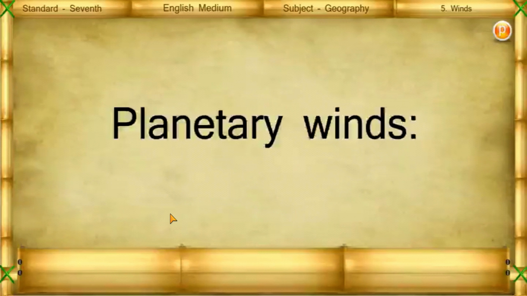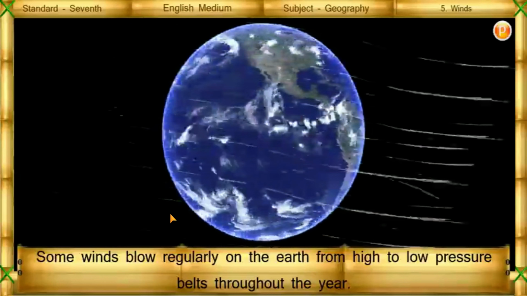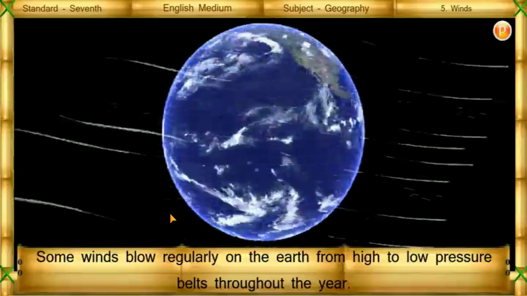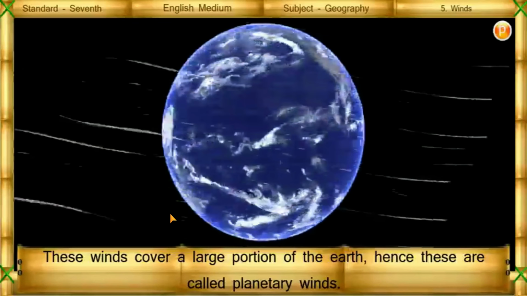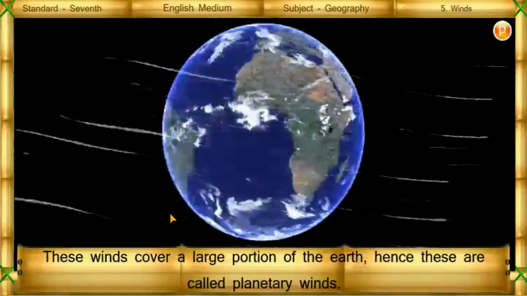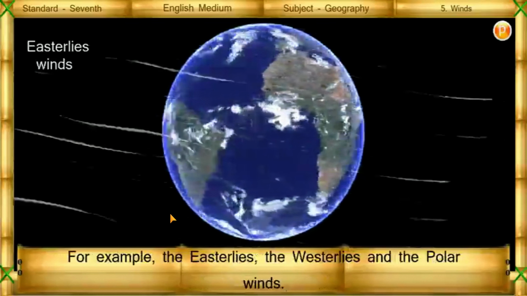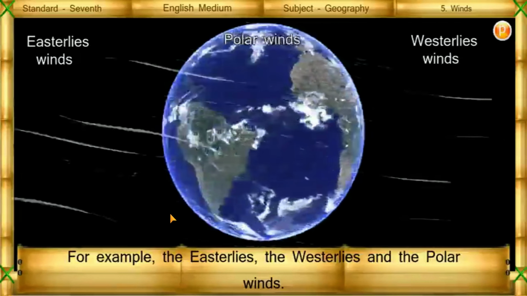Planetary winds. Some winds blow regularly on the Earth from high to low pressure belts throughout the year. These winds cover a large portion of the Earth. Hence, these are called planetary winds. For example, the easterlies, the westerlies, and the polar winds.